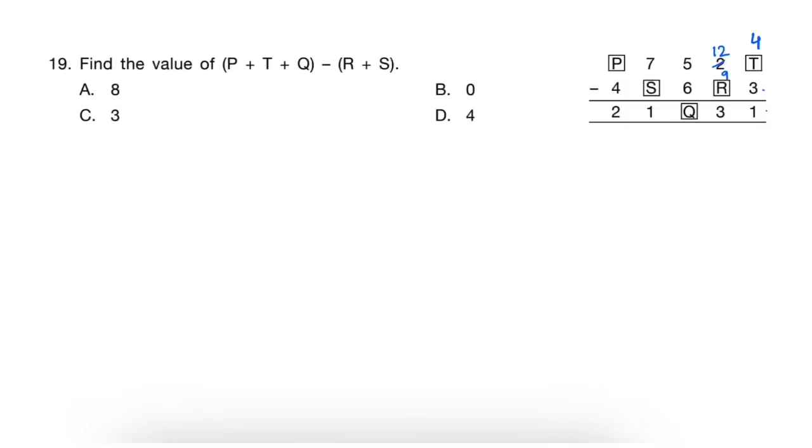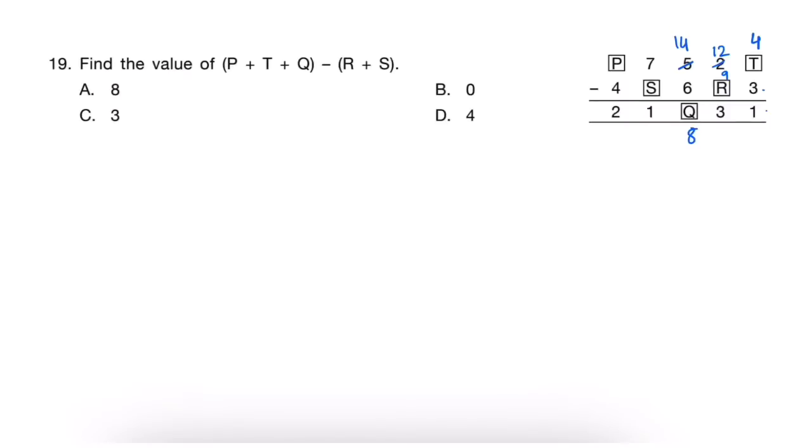5 minus 6, it is not possible. So we will convert this into 15, but we carry forwarded 1 here, so it will become 14. 14 minus 6 is equal to 8. So value of Q is 8.